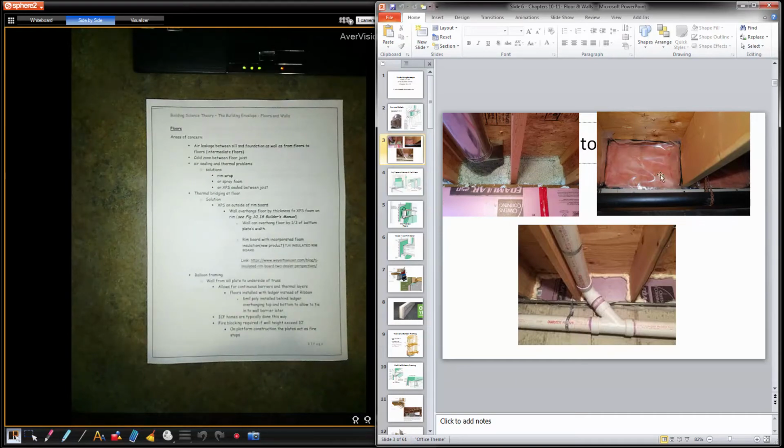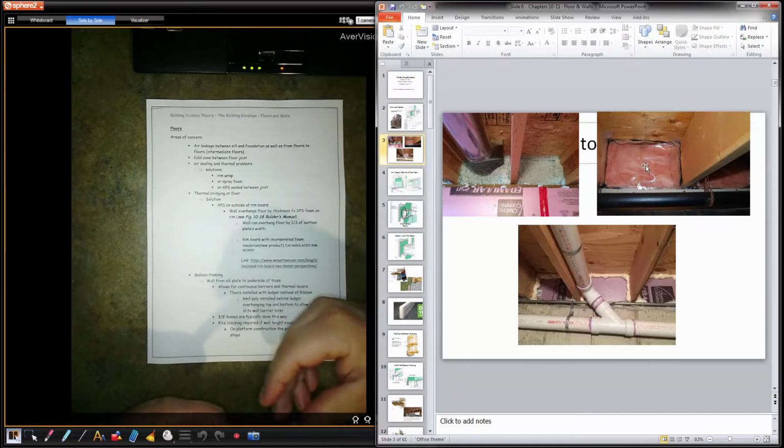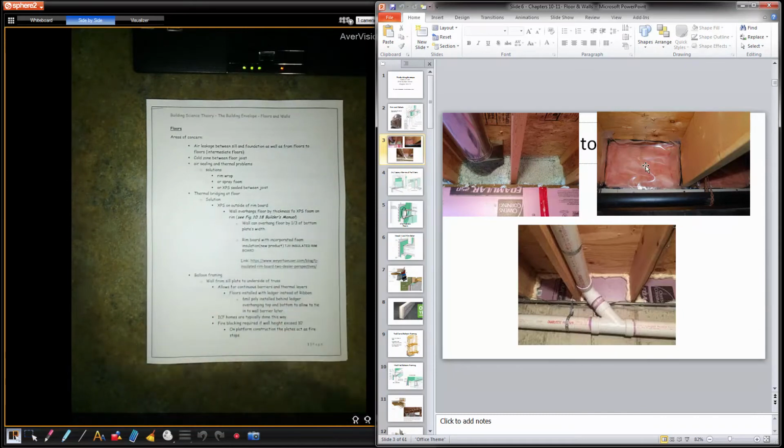So even from the outside, either you have air coming from one side or the other. The key is you have to stop that air, but it also needs the thermal with it. So air sealing and thermal will fix the problem. You need to have an air barrier and you need to have thermal insulation.